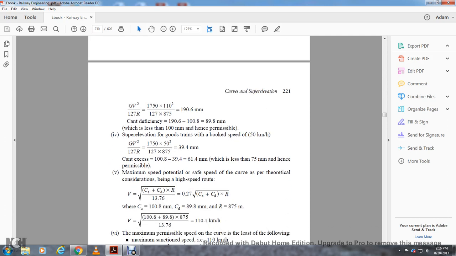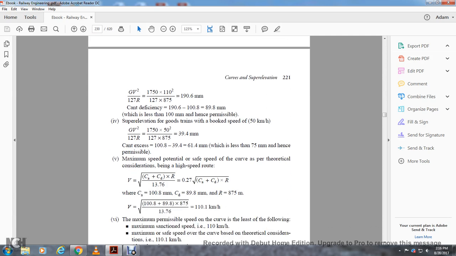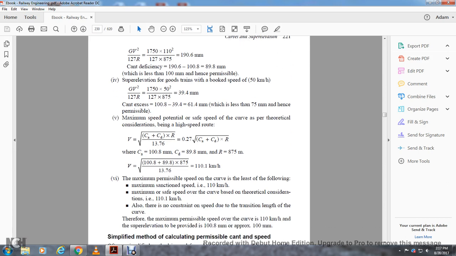This being a high speed route, velocity is equal to the square root of (CA plus CD) times R divided by 13.76, or 0.27 times the square root of (CA plus CD) times R, where CA is 108 millimeters, the cant deficiency is 89.8 millimeters, and the radius is 875, giving 110.1 kilometers an hour. The maximum permissible speed over the curve is the least of the following: maximum sanctioned speed of 110 kilometers an hour.